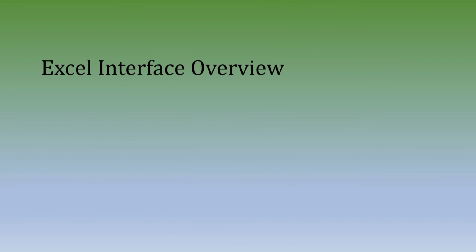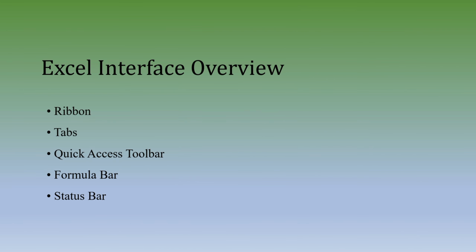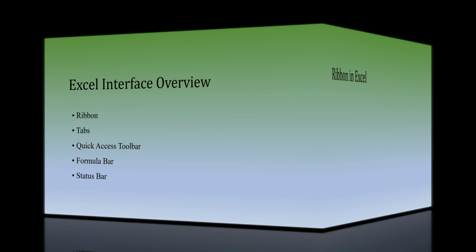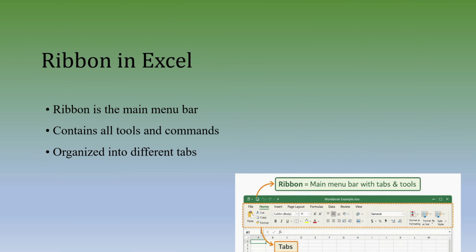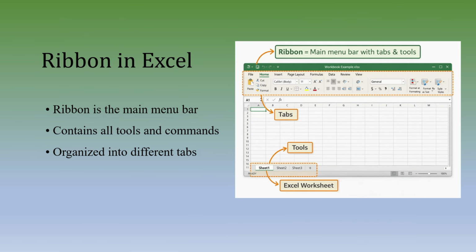This is called the Excel interface. It contains different parts like ribbon, tabs, quick access toolbar, formula bar, and status bar. Let's understand each one. The ribbon is the main menu bar in Excel. It is located at the top of the screen. All tools and commands are available in the ribbon. The ribbon is divided into different tabs based on its functions.